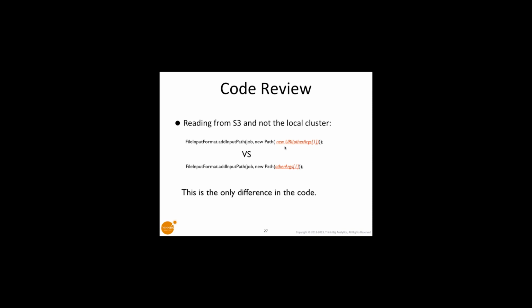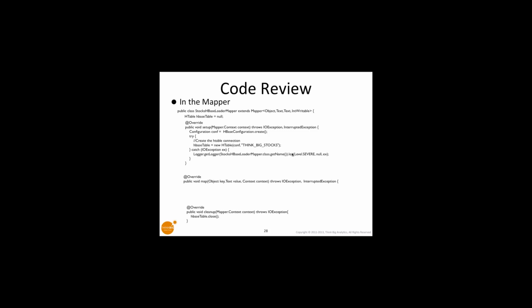The only change we have to make to run this in EMR, pulling from S3, is to take the string and turn it into a URI and generate a path from it, versus just creating the path from the string. That's not a lot of code change. And again, this is only if we want to use S3 as our input or as our output. That's the only difference in this code if we're going to run it on a local cluster or if we're going to run it on EMR and pull data in and out of S3.